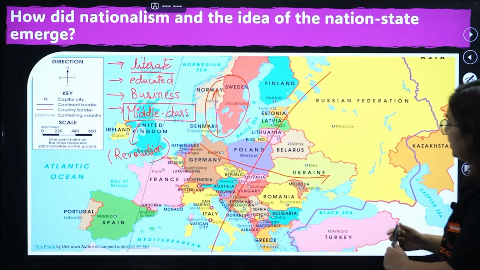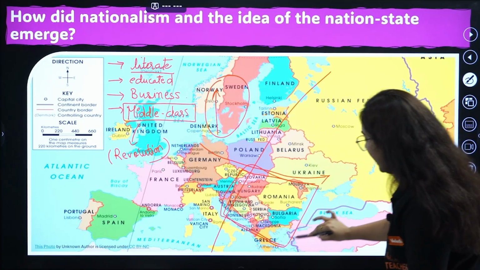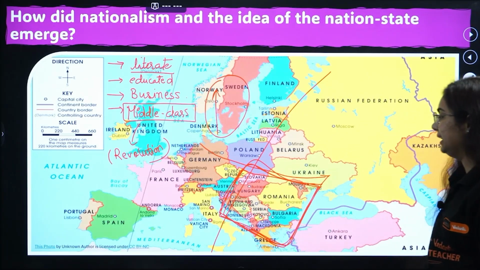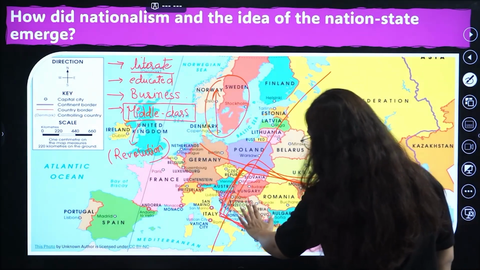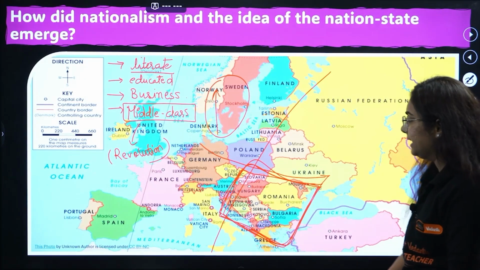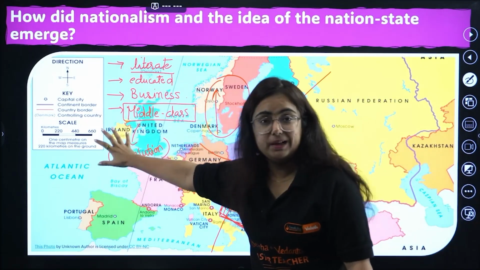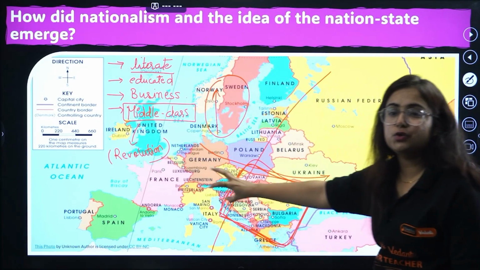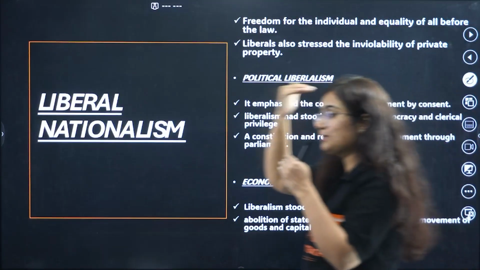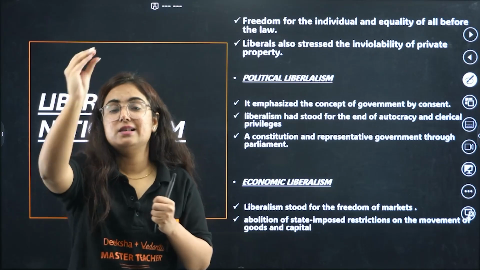I'll tell you one thing: this particular area is referred to as the Balkan region. Why am I telling you this? Because in the end we will be dealing with a topic that is the Balkan crisis. So the countries like Hungary, Bosnia, Herzegovina, Romania, Serbia, Bulgaria, this is known as the Balkan region. First, nationalism grew here and eventually moved to here. So now you understood that because of the growth of the middle class, nationalism grew.